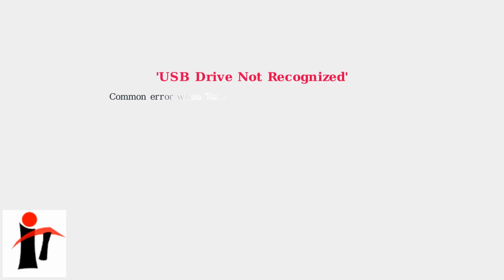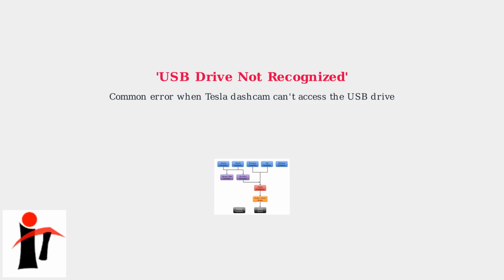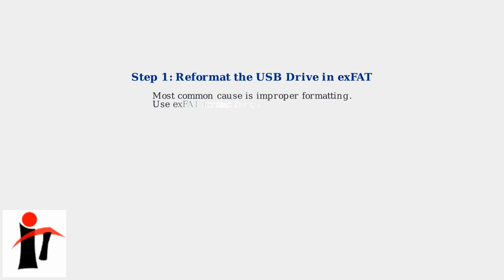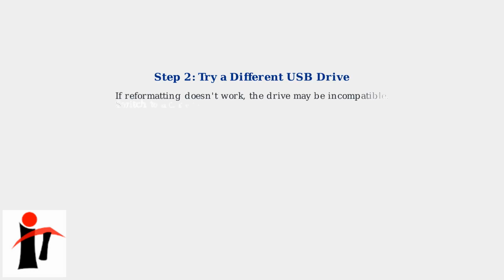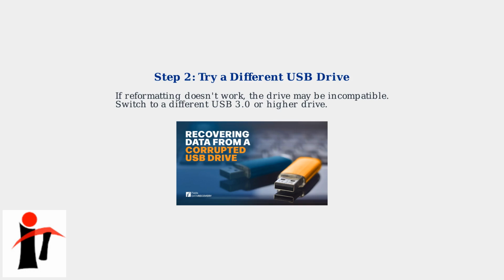If you encounter the USB drive not recognized error on your Tesla Model 3 dashcam, it usually indicates a compatibility or formatting issue with the USB drive. The primary cause is often improper formatting. Reformat your USB drive using exFAT, which Tesla requires for optimal compatibility. If reformatting in exFAT doesn't resolve the issue, try using a completely different USB drive. Ensure it's USB 3.0 or higher with at least 16 gigabytes capacity.